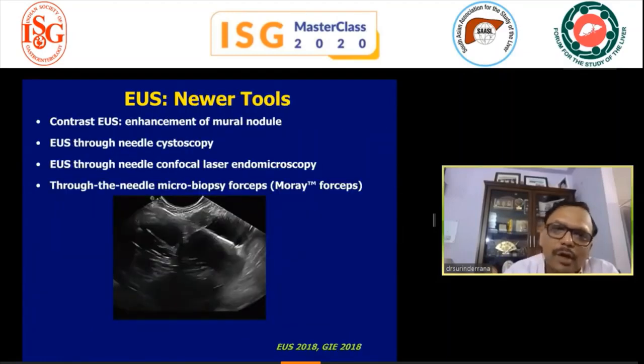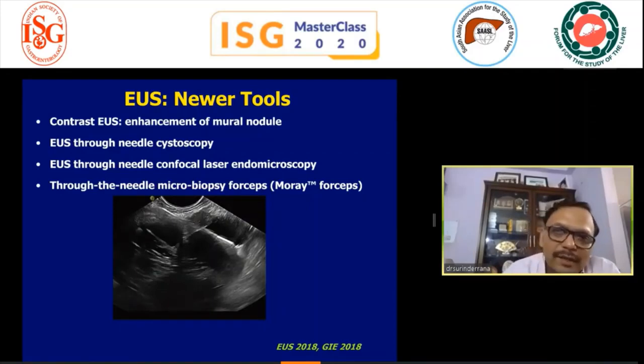So hence, there are a lot of efforts to develop newer tools. Contrast EUS, where you look at the enhancement of the mural nodule. If it has got a patchy enhancement, it is a fairly specific marker for malignant or a potentially malignant cyst. But again, it is not 100% specific.